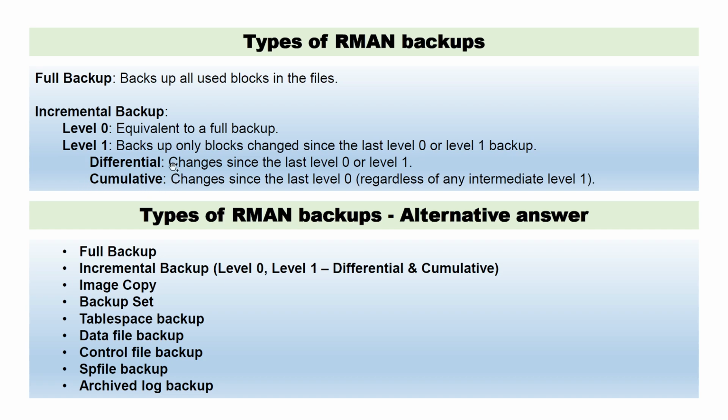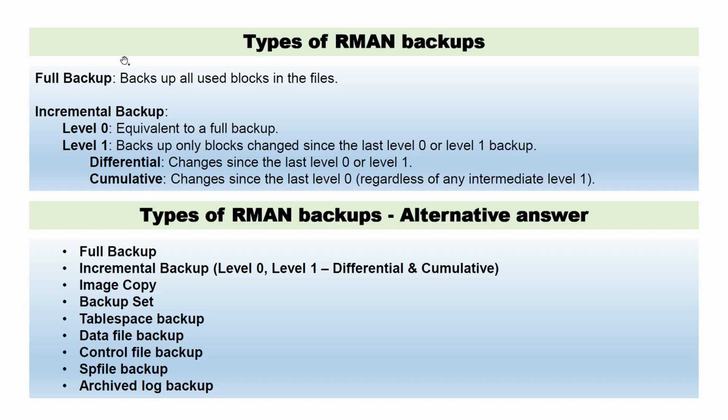However, the cumulative will always refer to level 0. So even if you have taken a level 1 differential backup, it will not take that into consideration and it will always go back to level 0. So cumulative is the changes since the last level 0, regardless of any intermediate backups. So even if you have taken any level 1, it will ignore those backups in the cumulative.